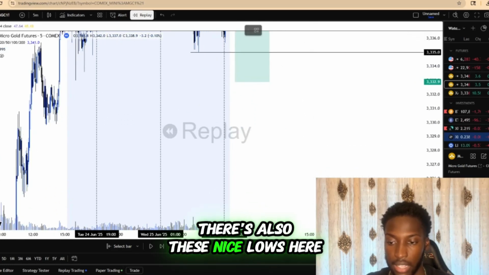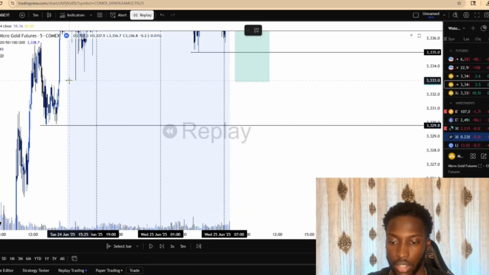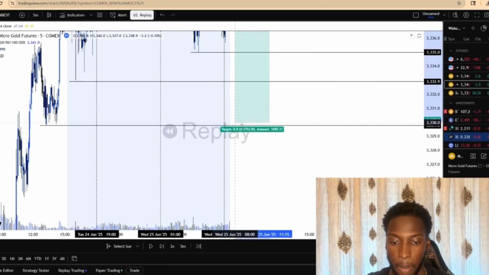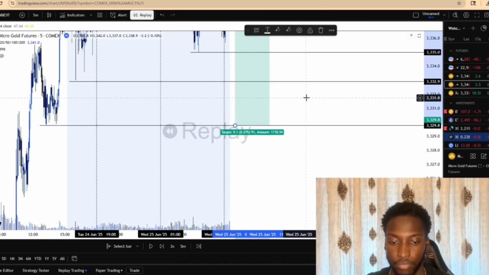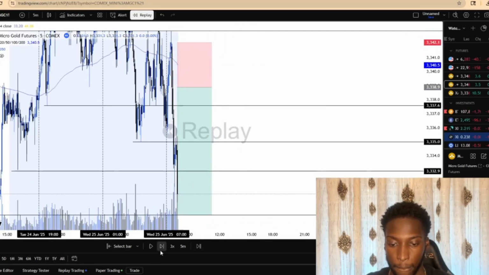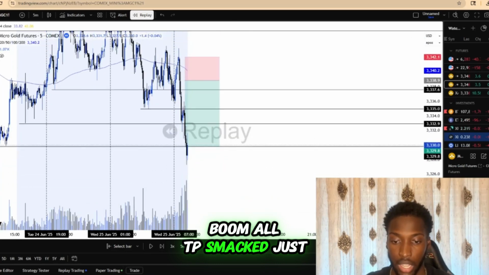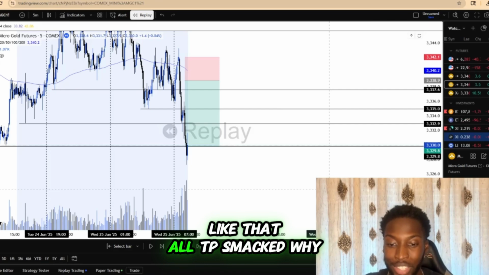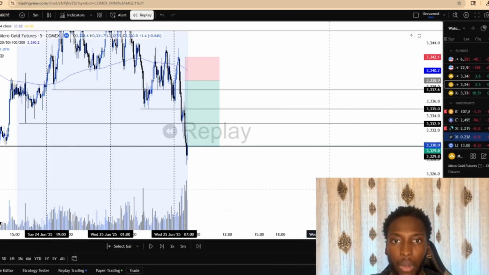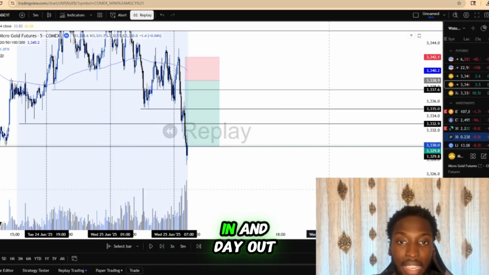There's also these nice lows here. So let me just mark these out. Lows, trendline liquidity. Boom. All TP smacked. Just like that. All TP smacked. Why? Because we had an easy repetitive system that's easy to replicate day in and day out.